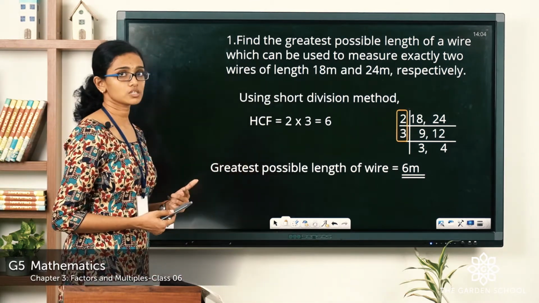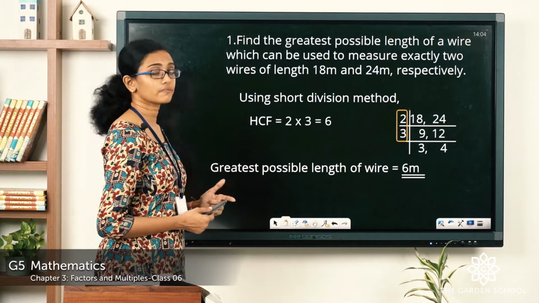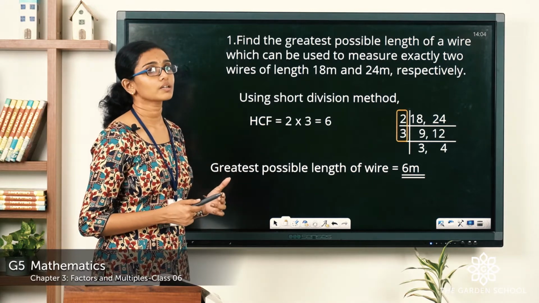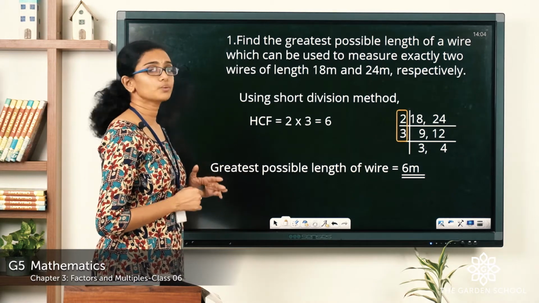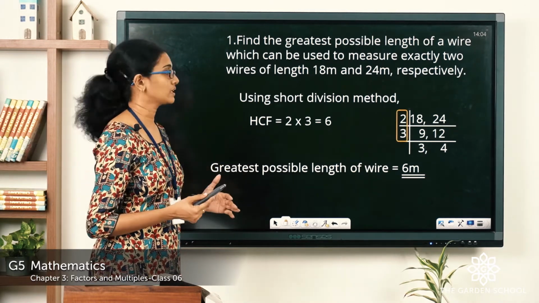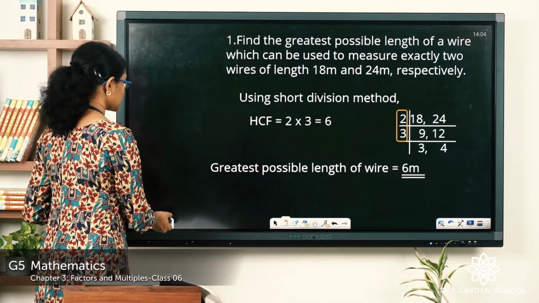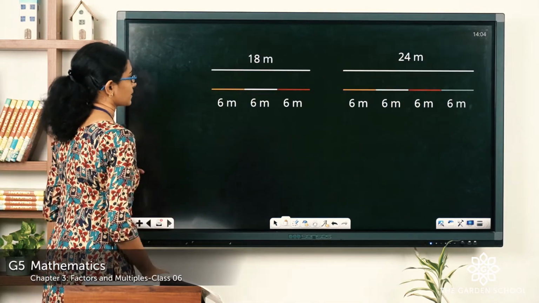So it doesn't matter which method you are using, the highest common factor or HCF of 2 or more numbers is going to be the same. So the greatest possible length of the wire will be equal to 6 meter. So since we got the answer, let's explain the question once again.